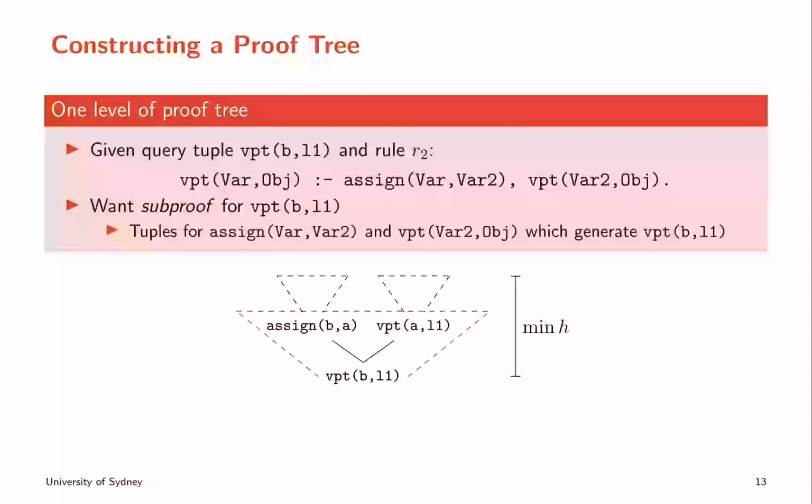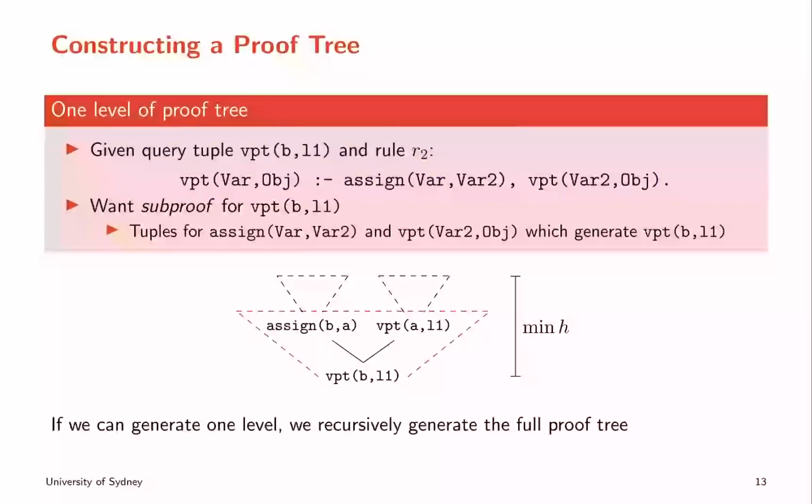To visualize how this might look, we have our query tuple at the root of our proof tree. Then we want to generate the next level up in the proof tree. I also wanted to illustrate that the whole proof tree should be of minimum height, because we wanted our debugging information to be as succinct as possible. If we can solve this problem, if we can generate one level of a proof tree, then we can recursively apply it to the leaves of the proof tree. And then by doing this recursively, we can generate the whole proof tree.